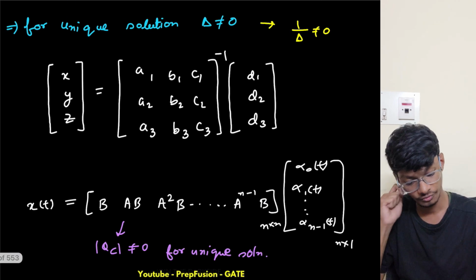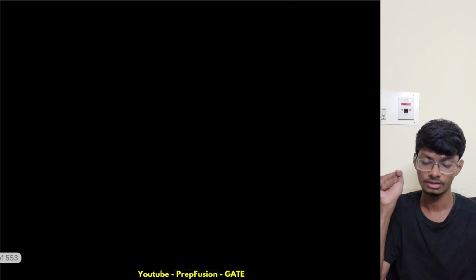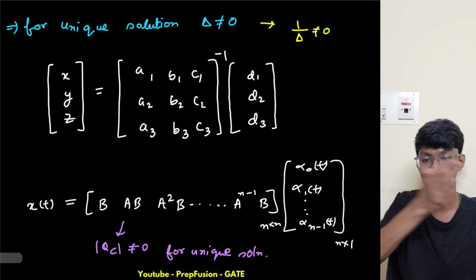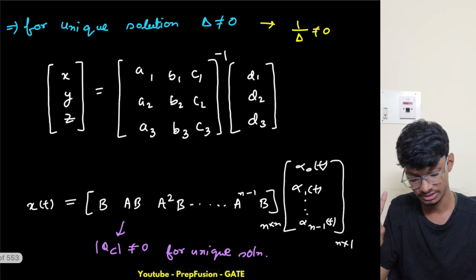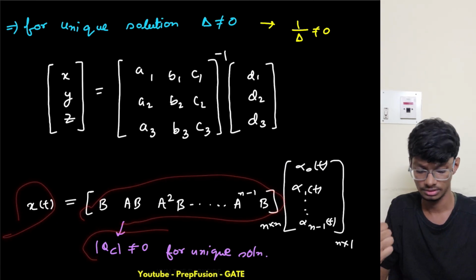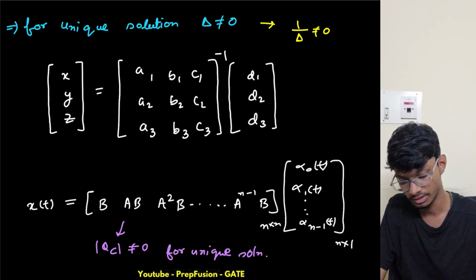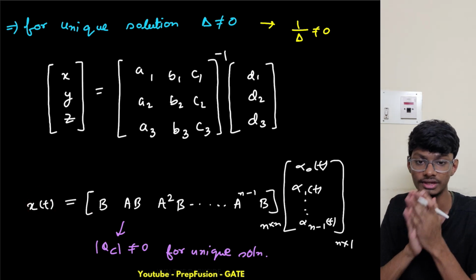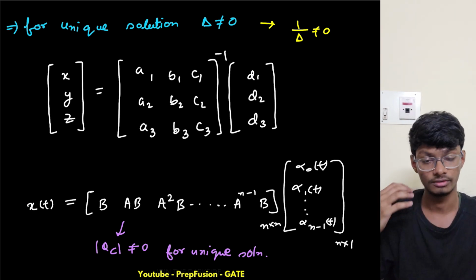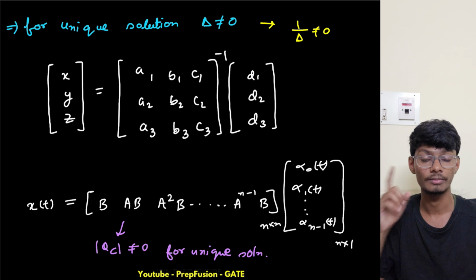We'll now do it case by case, and understand what happens if the determinant is not equal to 0, and what happens if the determinant is equal to 0. So this we understand. For a unique solution, this has to be not equal to 0, then I will get my x of t, the unique x of t that I wanted, the future state. So if this is 0, then what will happen? What will happen if this is 0?